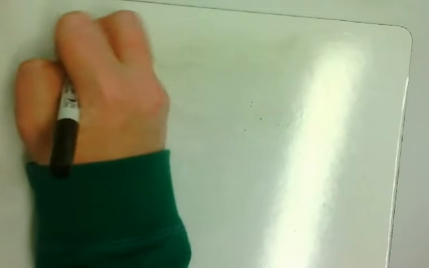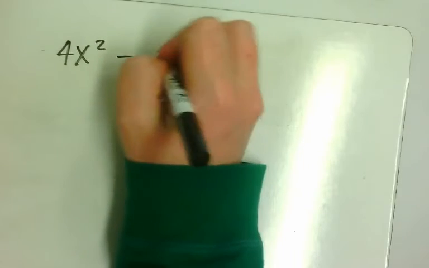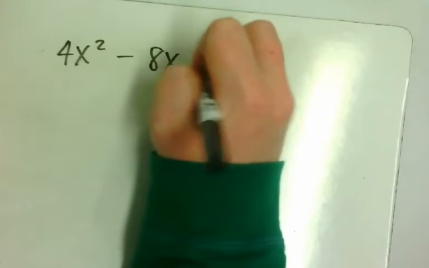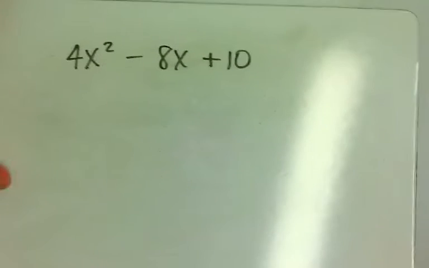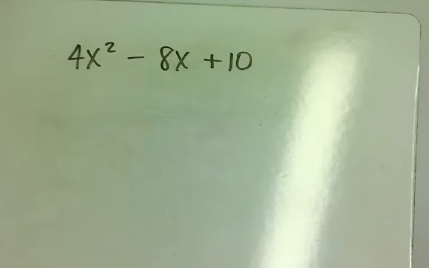So, let's start with this. Let's do 4x squared minus 8x plus 10. So when you start to factor, the first thing you have to think about every single time, first step of factoring: do they have anything in common that I can factor out? Can I make this problem look a little simpler?